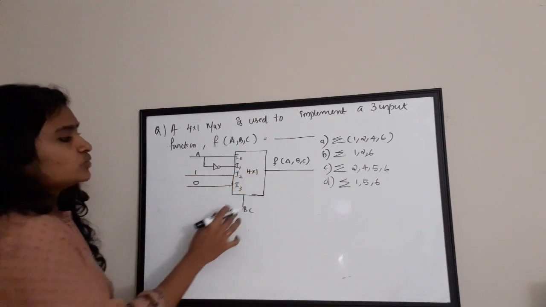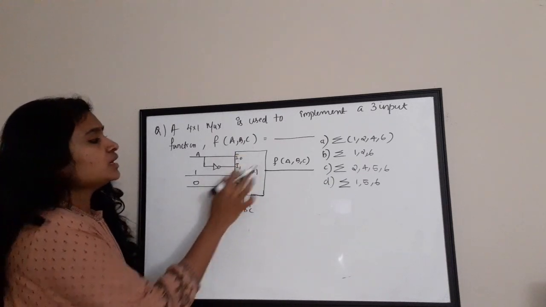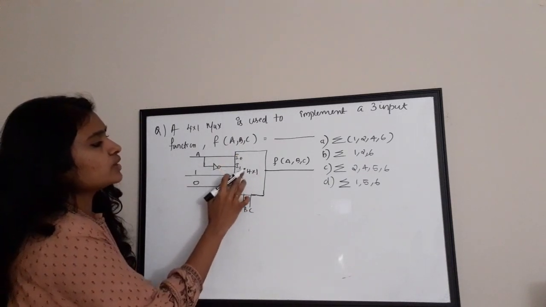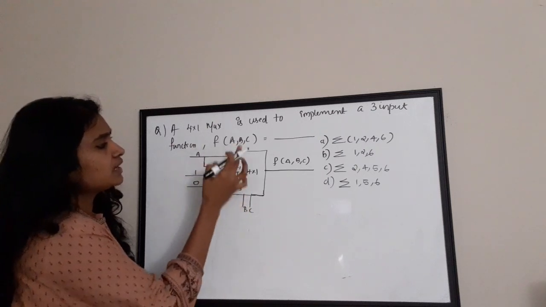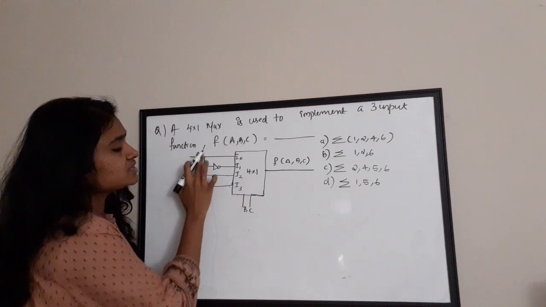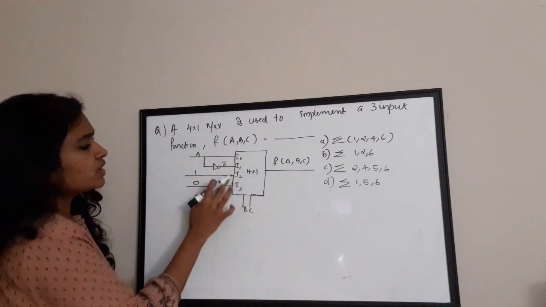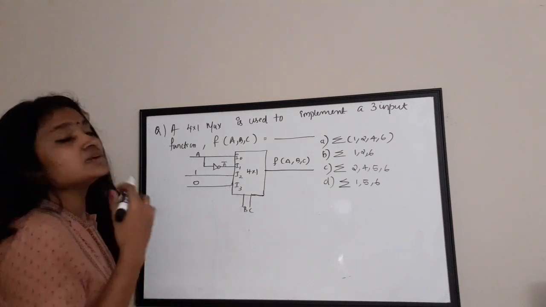So the 4:1 mux has two select lines B and C, and the inputs are I0, I1, I2 and I3. I0 is given the value A, I1 is given A bar, I2 is 1, and I3 is 0.